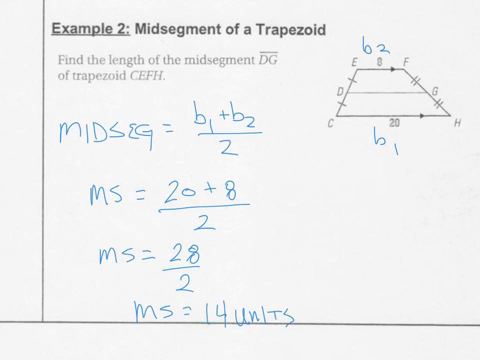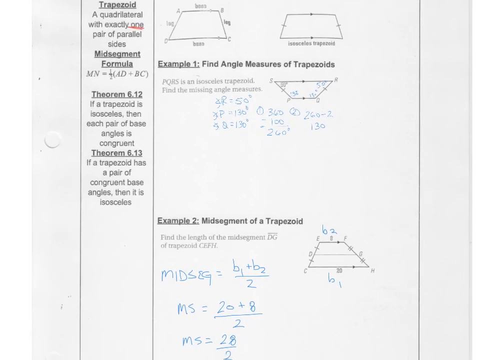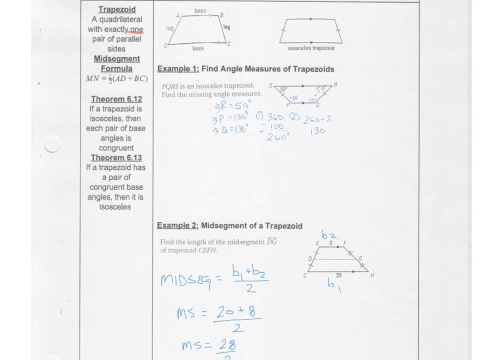Okay? So in summary, we've talked about trapezoids. Again, trapezoids have one pair of parallel sides, just one. So like right here, where are your parallel sides? And then these other sides here are called legs. And then we also have isosceles trapezoids with two sides that are equal. Generally, it is the legs.